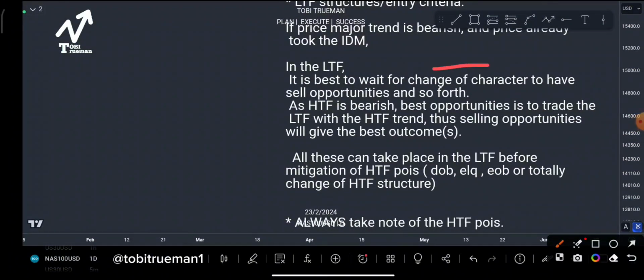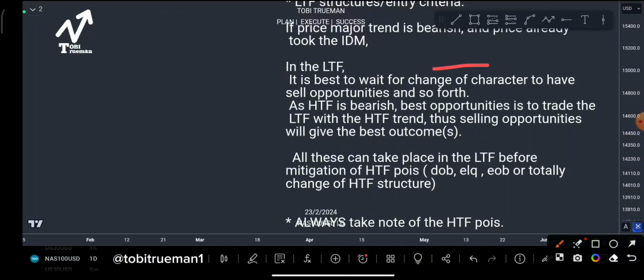That's why we're going to mark out the lower time frame structure also, after the higher time frame inducement has been taken. So in this scenario, the daily time frame inducement has been taken. Then we'll switch to the lower time frame, and we are going to mark it accordingly by looking for a change of character. And then after the change of character, what do we expect? After the change of character, we cannot be looking for buying opportunities, because in this scenario our higher time frame is bearish.